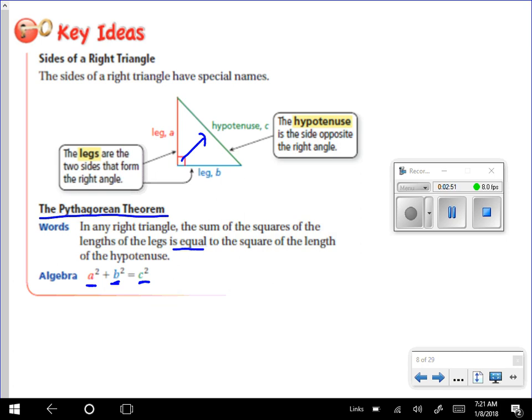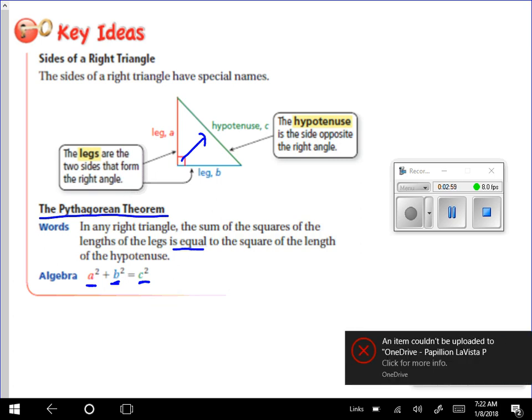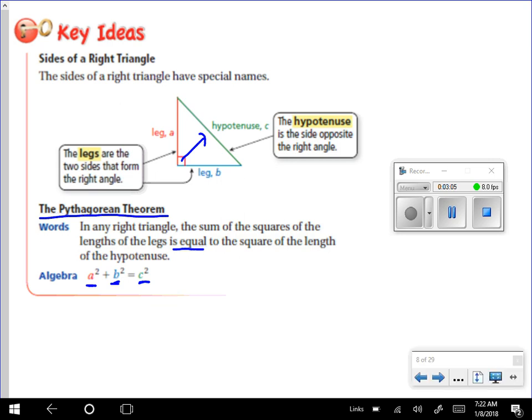So it'd be really good to write all of that down, draw a picture, make sure you point out the legs and the hypotenuse. So once you have the idea of this down, it's pretty simple. We just got to make sure we're using the correct side lengths of our triangles, that we're using legs for a and b, and we're using the hypotenuse for c.